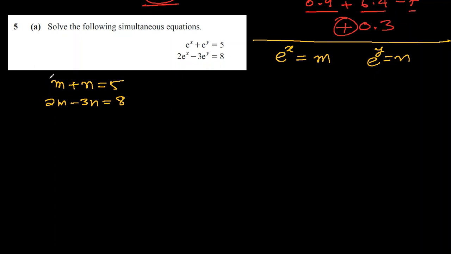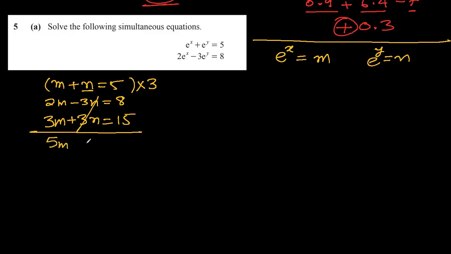So I want to use the elimination method for this. So what will I do? I will multiply this by 3 so that I get positive 3n here, so that I can cancel it. So it will become 3m plus 3n equal to 15. And now we can add. Some of you are used to subtracting, but because the signs are already opposite to each other, I don't want to subtract. We can add also, right? So they cancel out. 5m equal to 7.